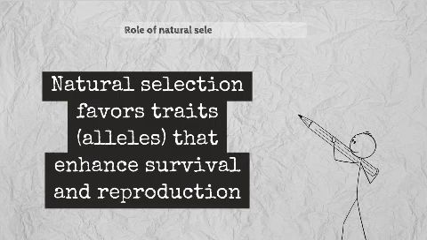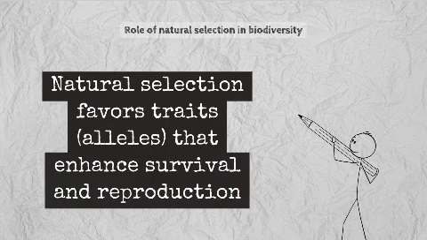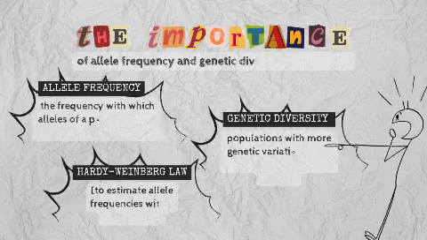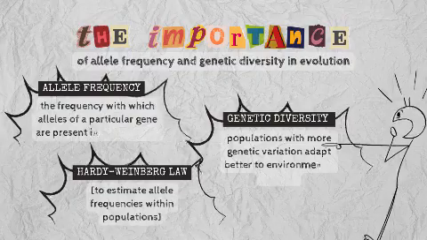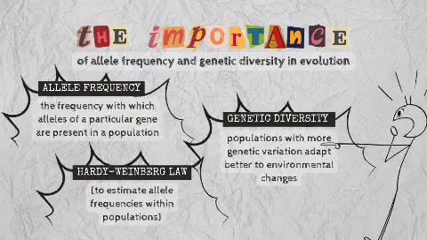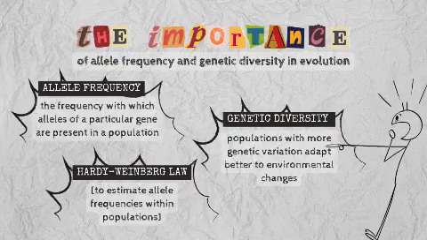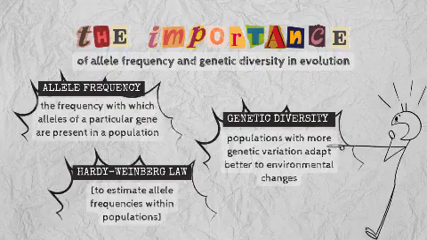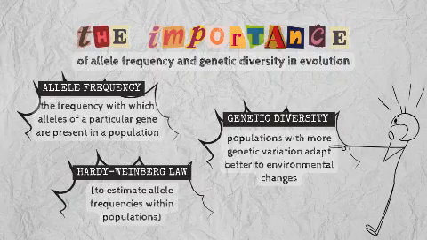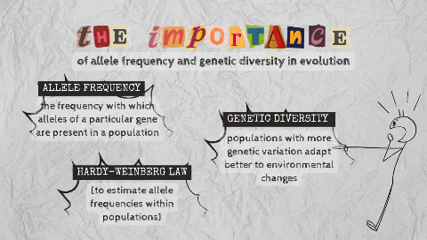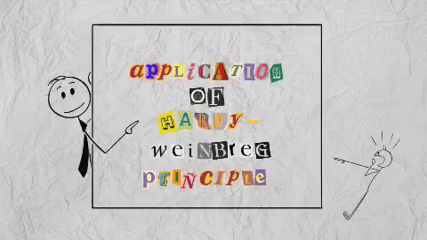Next is the role of natural selection in biodiversity. Natural selection favors traits, which are alleles, that enhance survival and reproduction. Let's look at the importance of allele frequency and genetic diversity in evolution. The first one is allele frequency, the frequency with which alleles of a particular gene are present in a population. Next is the Hardy-Weinberg law, which is used to estimate allele frequency within populations. And lastly is genetic diversity. Populations with more genetic variation adapt better to environmental changes.